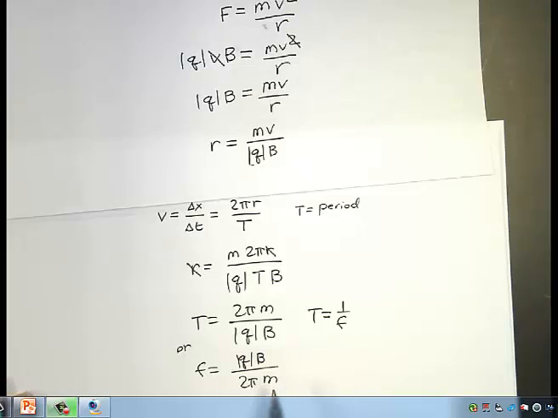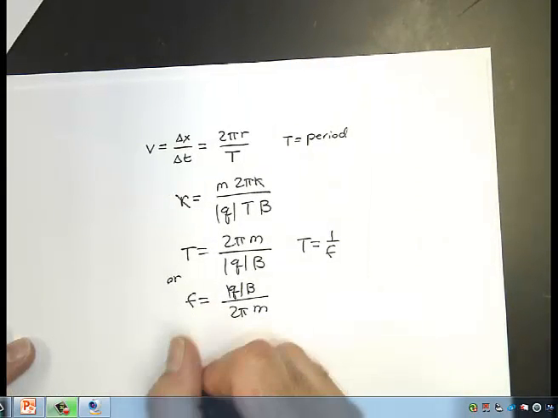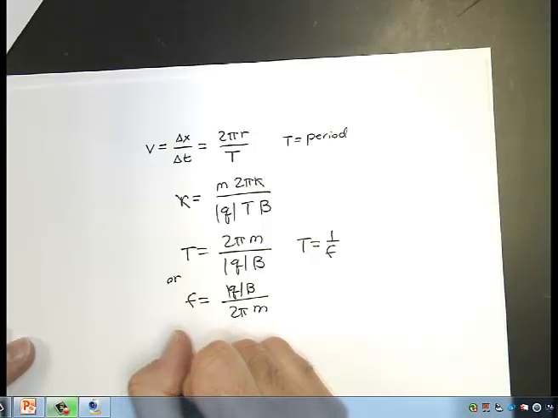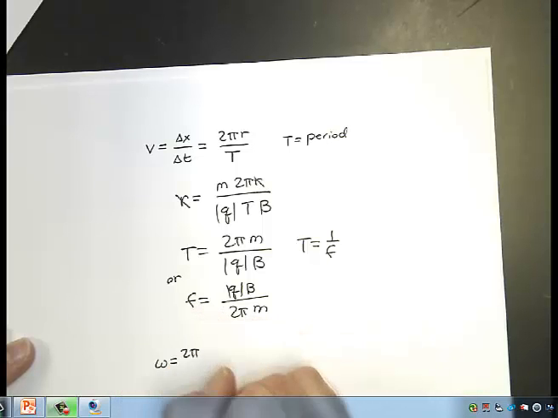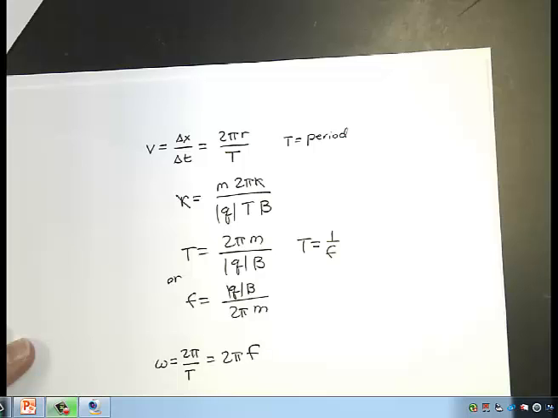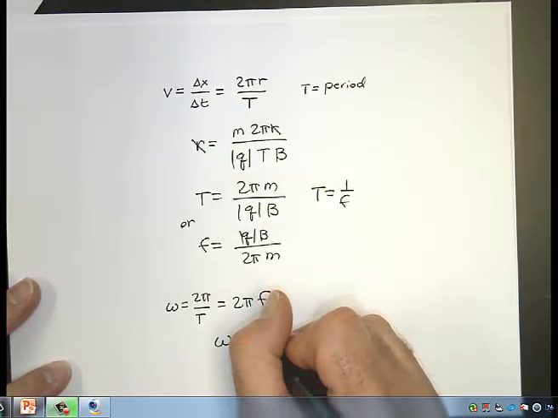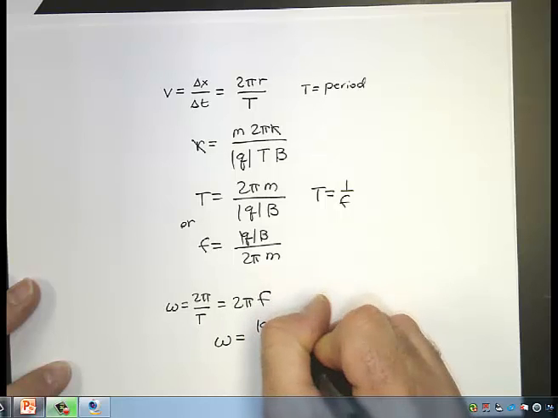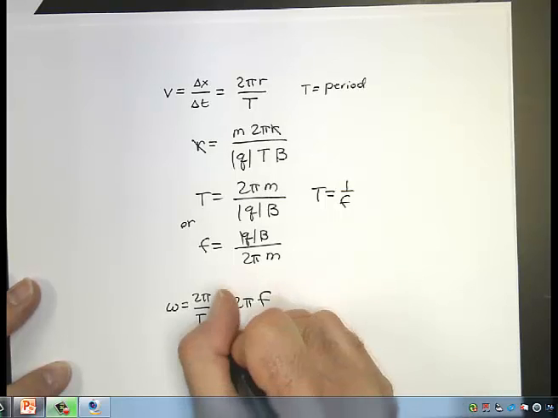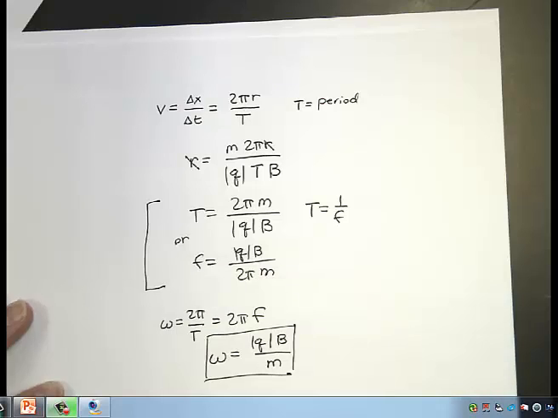All right, and you may remember also that we can express this in terms of omega. So moving this up just a little bit. Remember that omega is 2 pi radians divided by the period, or 2 pi times the frequency. So we can also say that the angular velocity of this little booger would be equal to qb over m. So just kind of a nicer, cleaner way of stating the same thing.